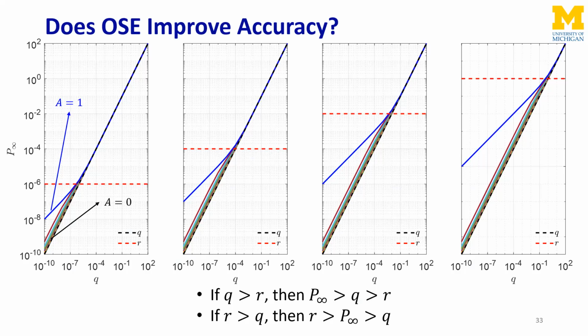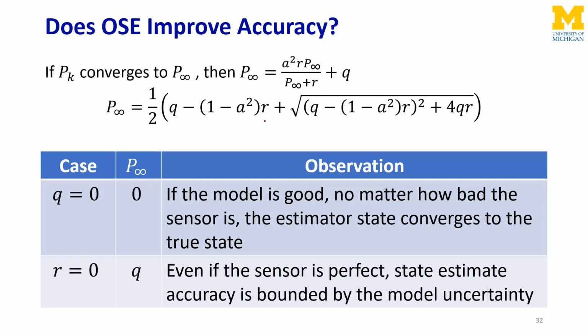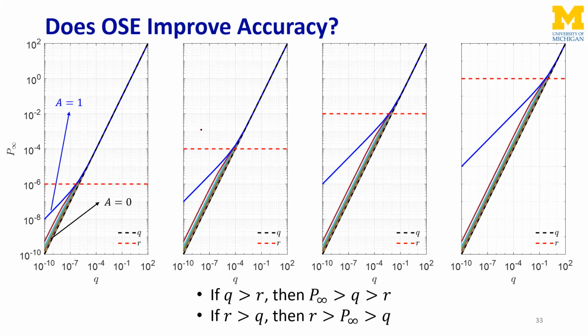So let's probe that equation a little bit more. That equation, P infinity, let me show you that equation again. It depends on Q, A, and R. So what I'm going to do is calculate P infinity for a bunch of different values of A's, for a bunch of different values of Q's. So let's just focus on this plot for now. I'm going to evaluate that P infinity for various values of Q for a fixed value of R. So in each of the plots, the value of R is fixed. In this case, R is 10 to the minus 6.